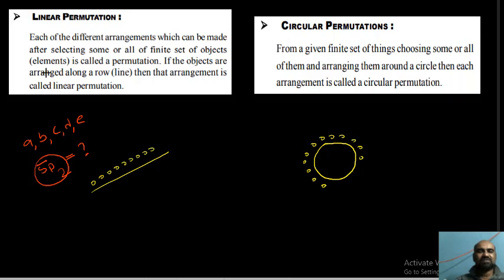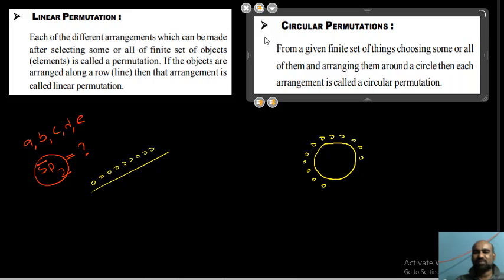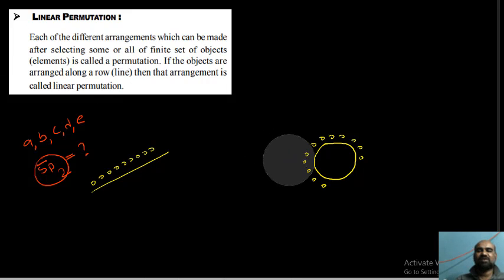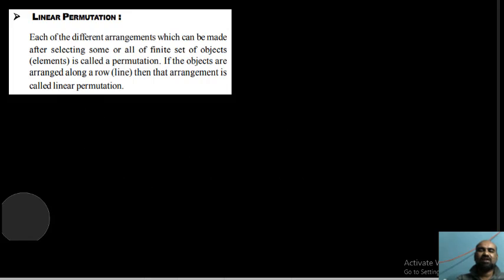If the objects are arranged along a row, then such an arrangement is called linear permutation. If the objects are arranged around a circle, such permutations are called circular permutation. We will discuss circular permutations later. For now we need to complete linear permutation, arrangement of things along a straight line.